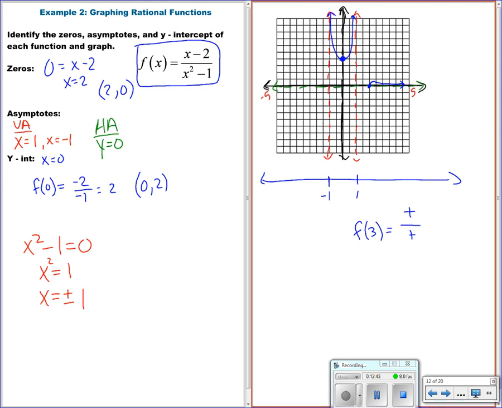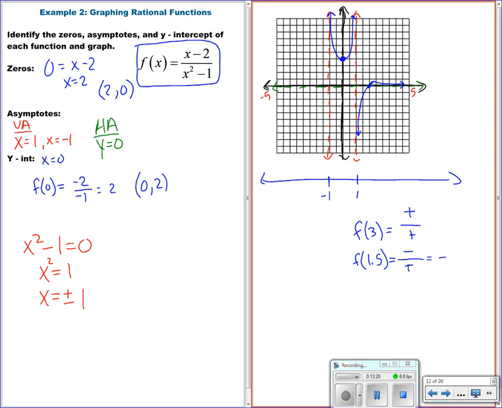What happens if I plugged in 1.5? Let's see what happens. 1.5 minus 2, that's negative. 1.5 squared minus 1, well, no matter what, 1.5 squared is bigger than 1, so that's going to be positive. So I'm going to end up with a negative number. So I started down here negative. So I came from my negatives, I crossed my horizontal asymptote, and went positive. So I was just trying to determine where our graph was, whether it was above or below the x-axis.